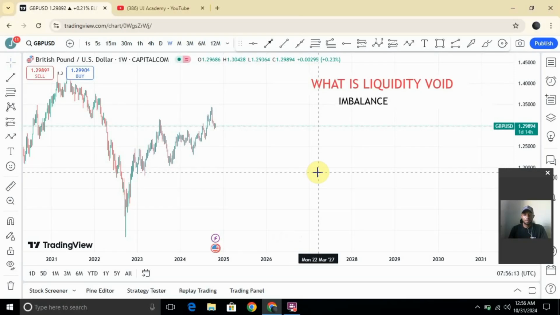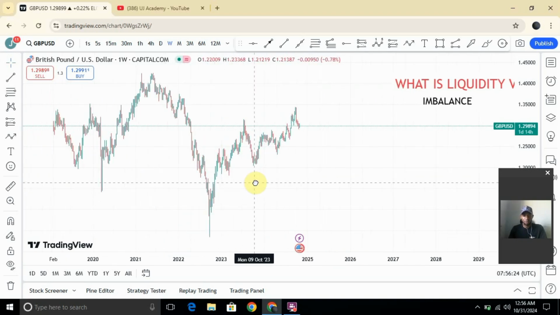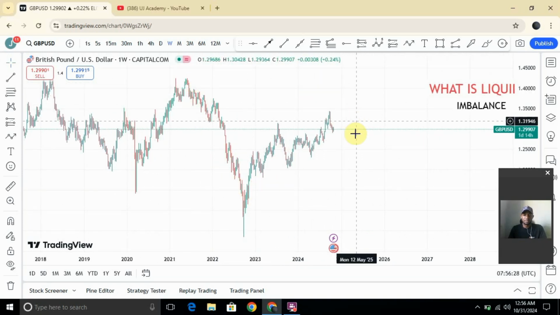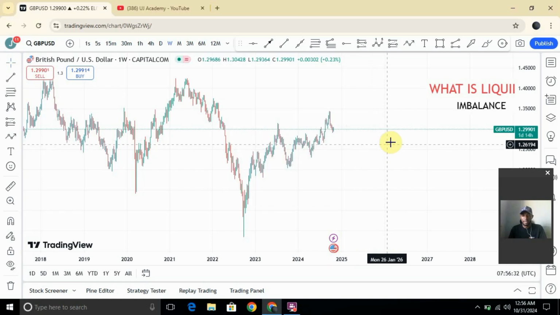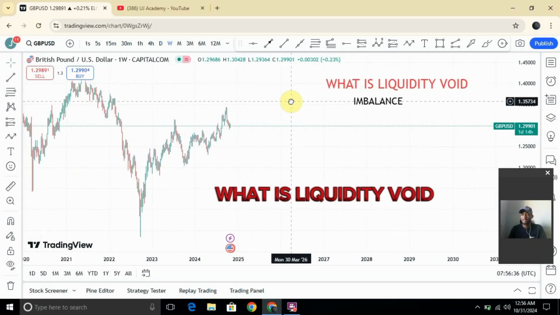In this video, I'll be trying my best to explain what liquidity void is and how you should trade it, how you should identify liquidity void when you see it on a chart, and when you see it on a chart, what you need to do next. But first off, let's understand what is liquidity void.